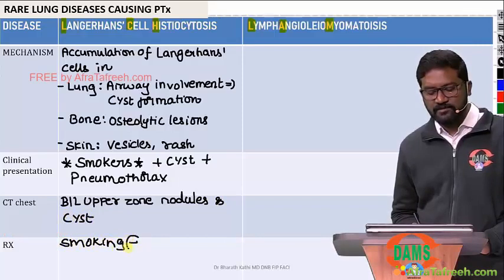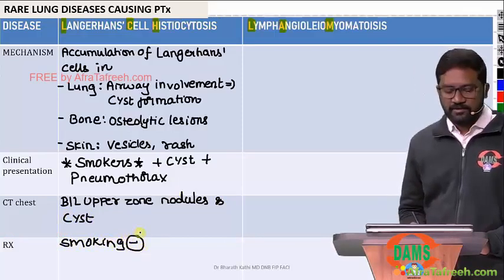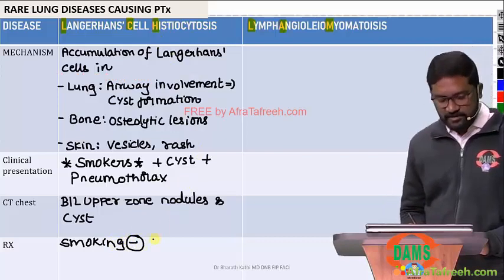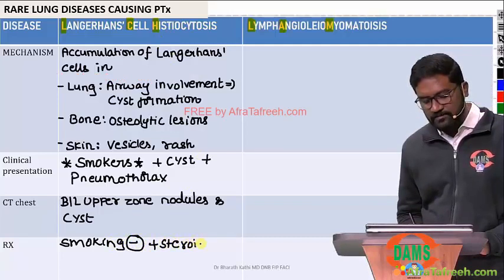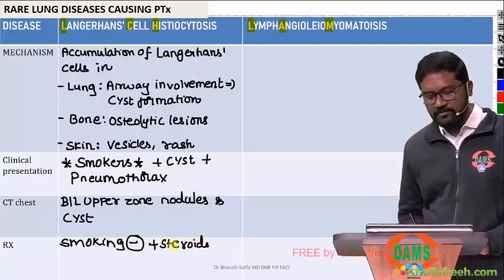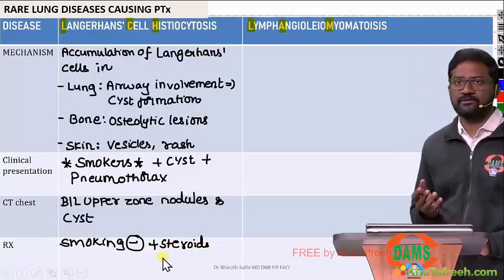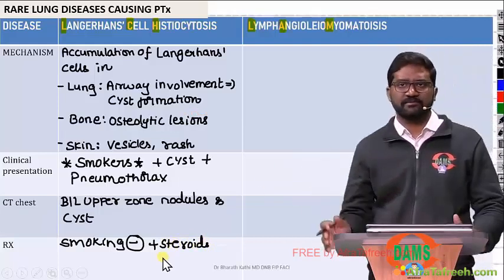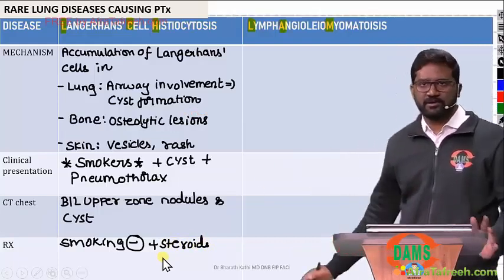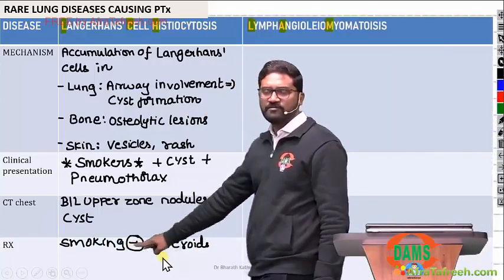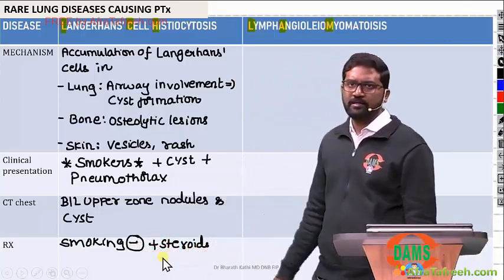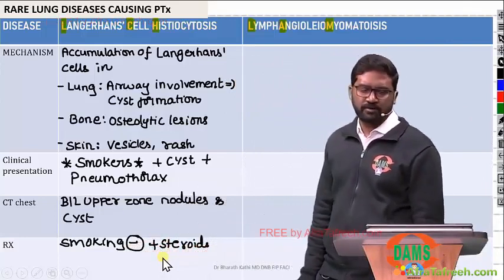Smoking cessation, and because these are all abnormal immune cells, you might need to give steroid to bring down their activity. So in extensive disease, sometimes we even give additional immunosuppression with chemotherapy such as cladribine, but in the majority it is mainly smoking cessation. So stop smoking, then you have to give steroids.